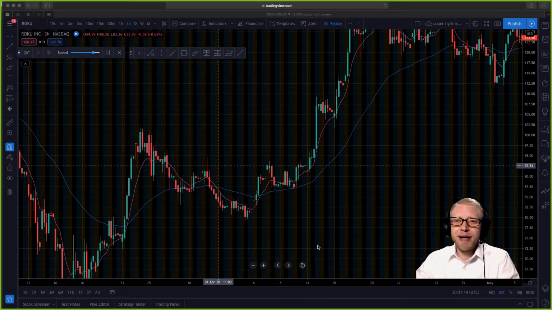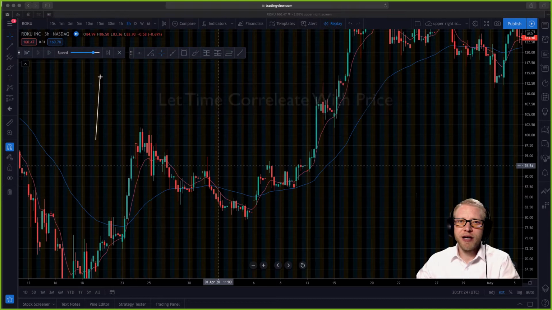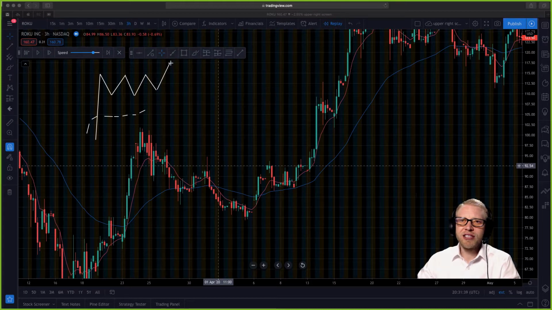Now, the concept behind the EMA is simple. We want to let time correlate with price, or we want to let time catch up to price. How many times have you been into a bull flag, for example, and you see the flag happening? You're excited, and the EMAs are starting to creep, and they're looking something like this. And you go ahead and take the breakout, and next thing you know, all that happens is we end up getting a false breakout.